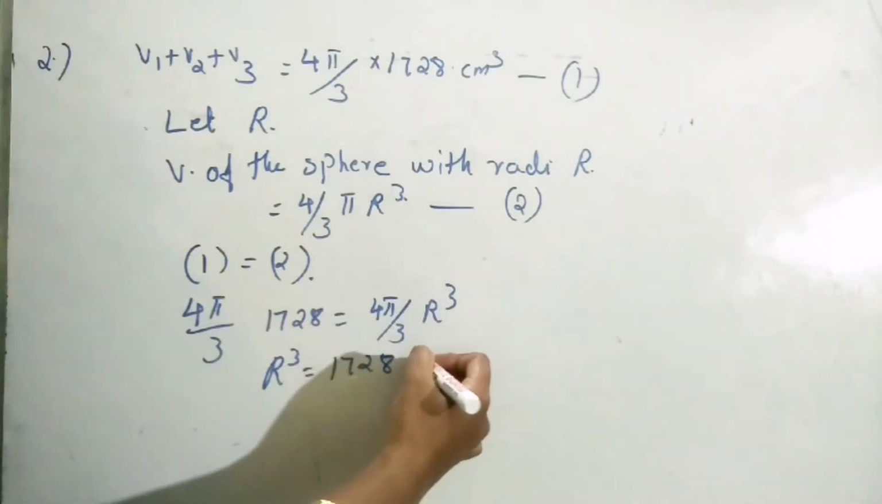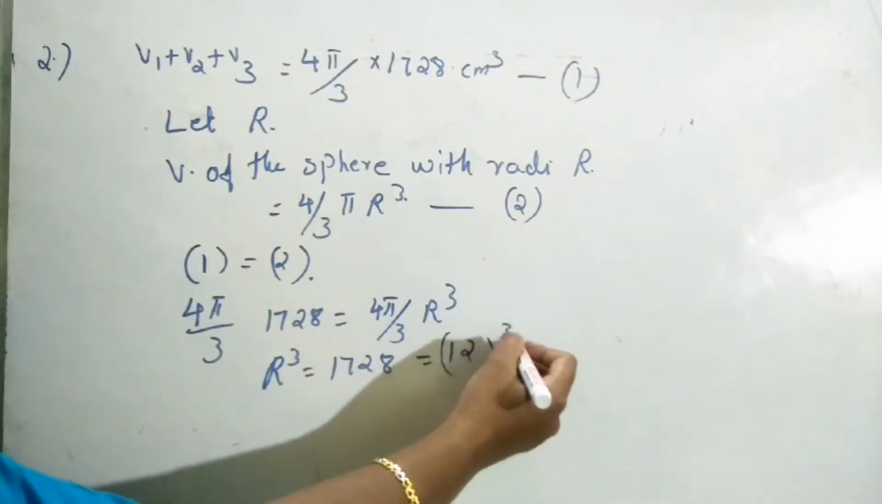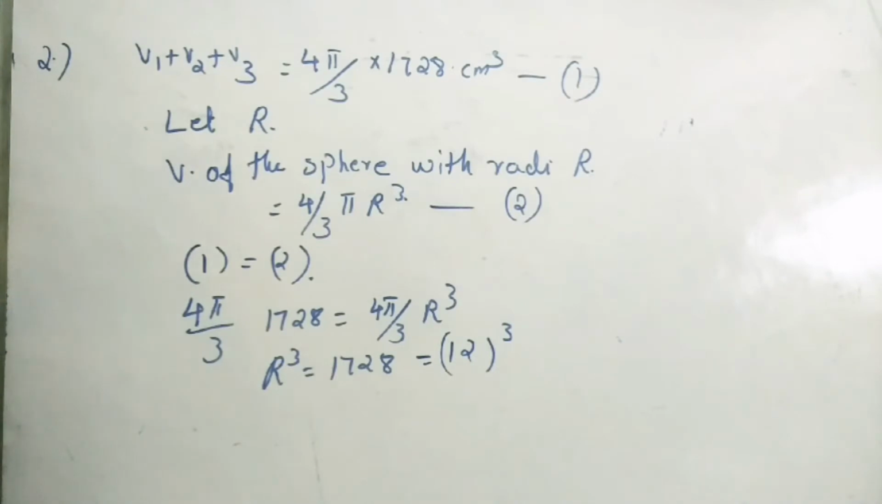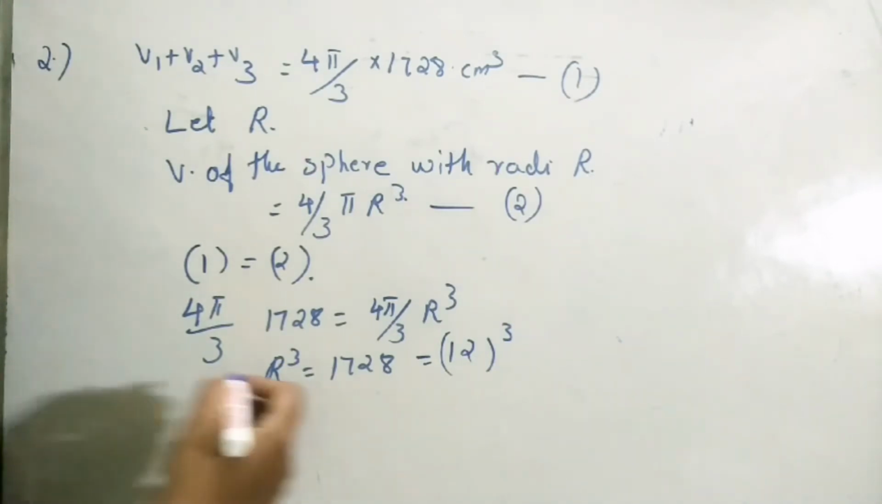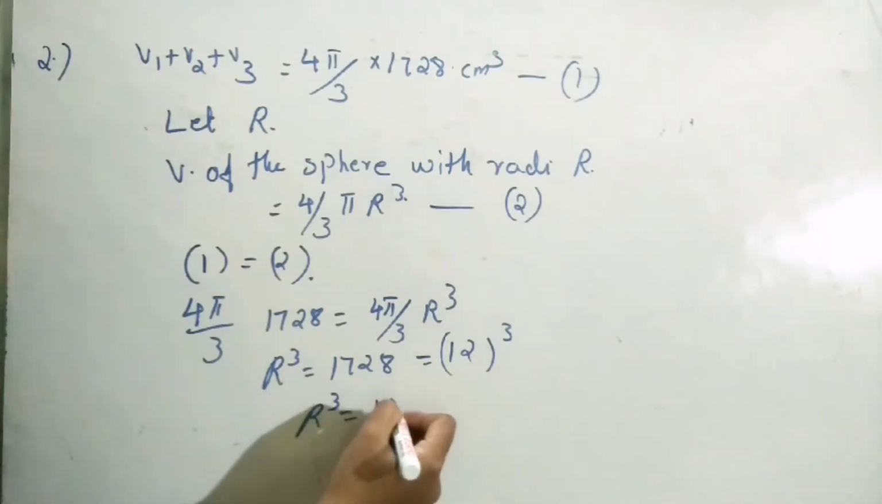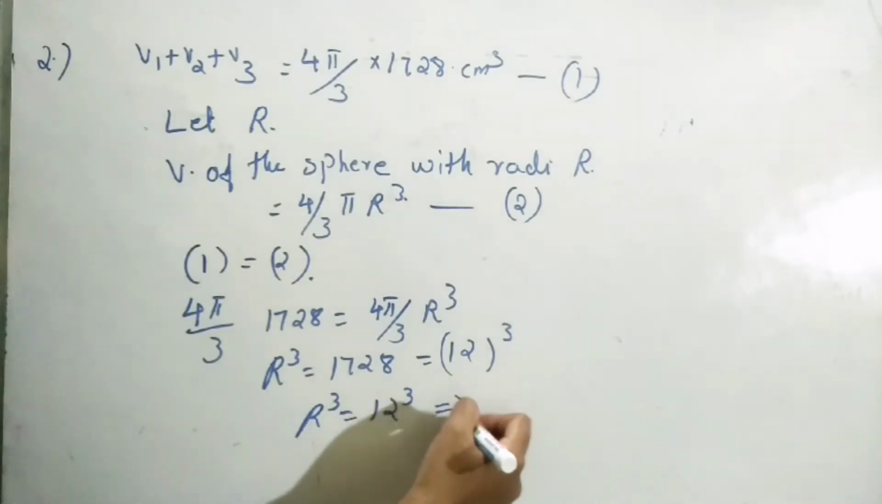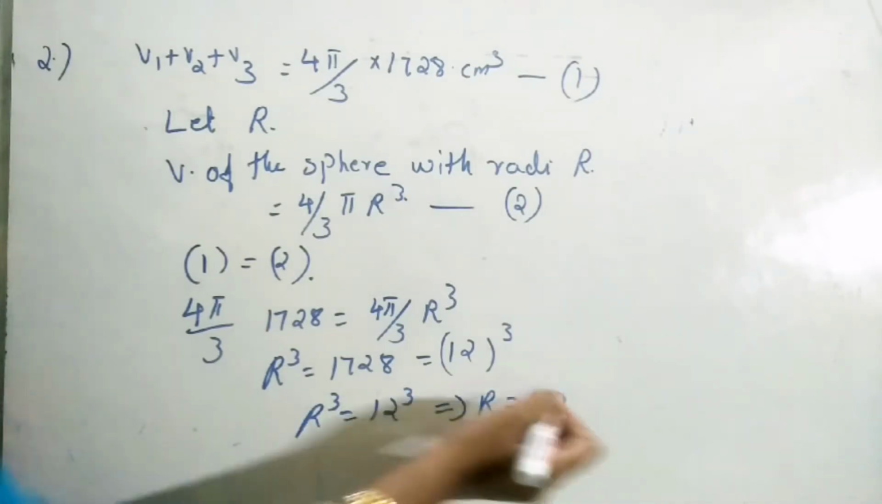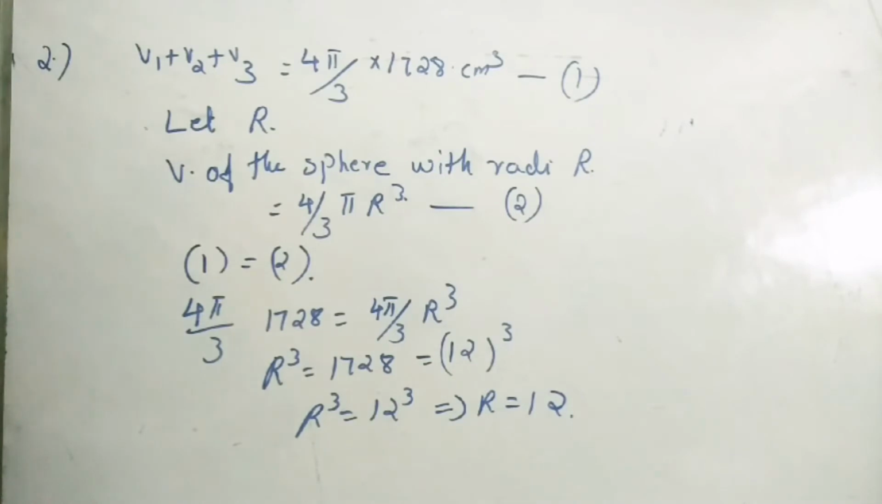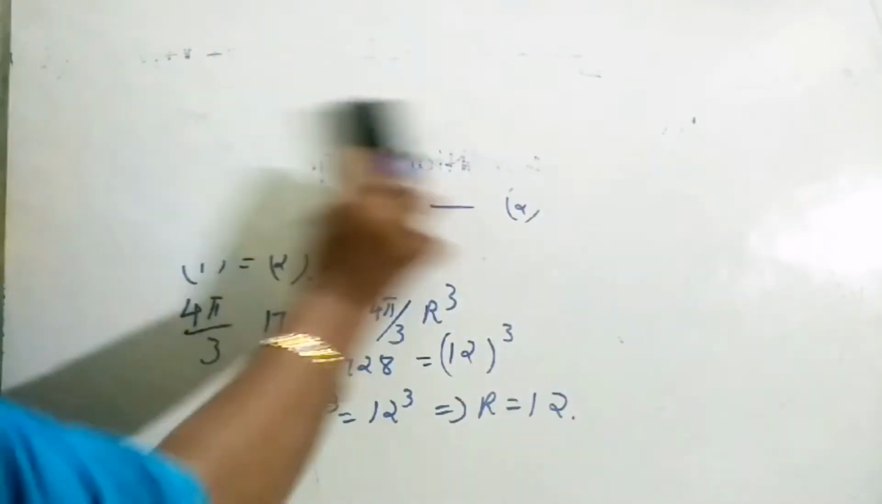And thus 1728 we can write as 12 cube. So r cube is equal to 12 cube, that implies r is equal to 12. Hence the radius of the resulting sphere is 12 centimeter.